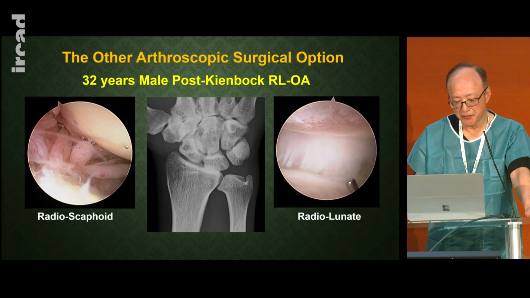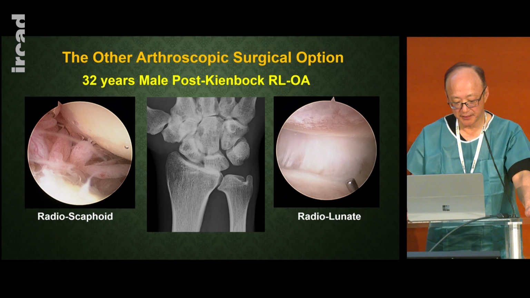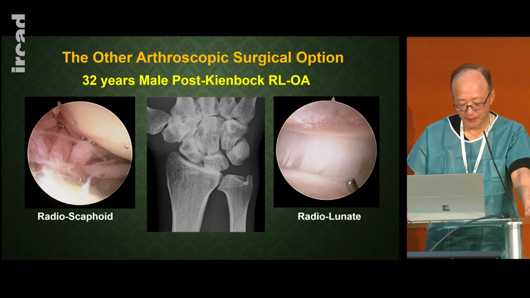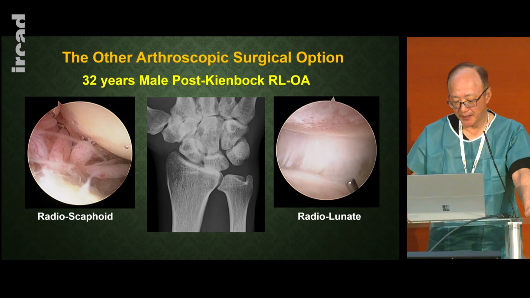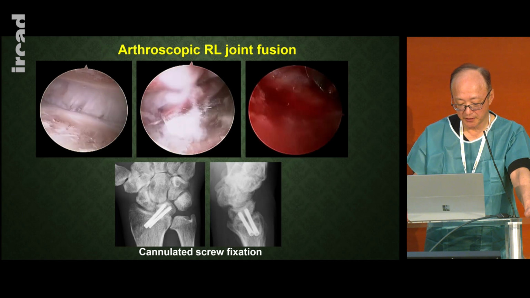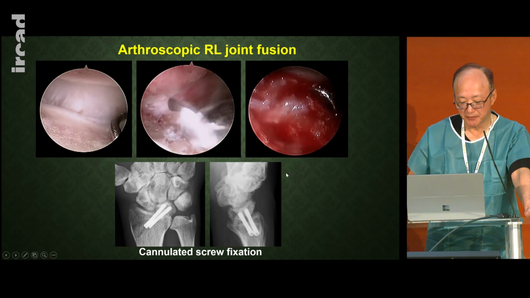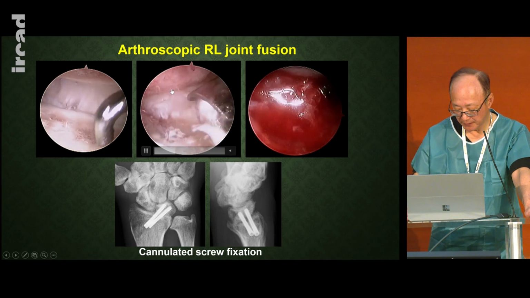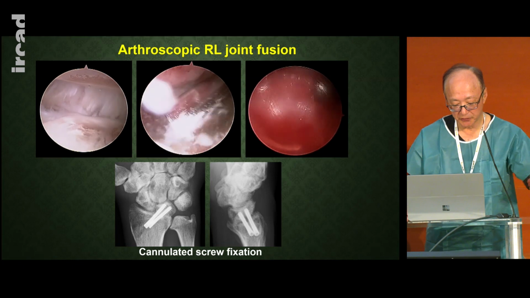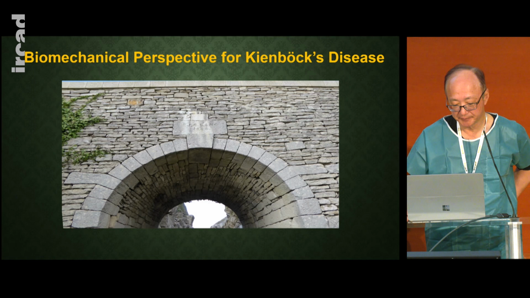The other arthroscopic surgical option is radiolunate fusion, like this. This is a 30-year-old male with post-Kienböck, and I conducted radiolunate fusion like this. If we can observe bleeding from the proximal lunate, we can conduct the fusion arthroscopically.